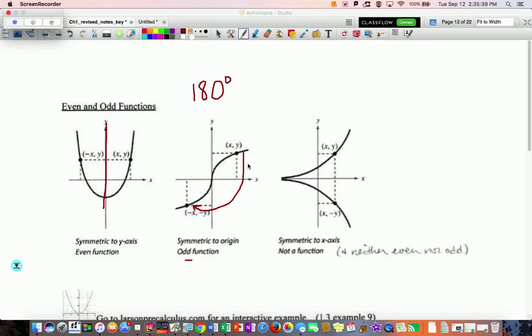The symmetry on the x-axis will not do anything for us, and so that would be neither. So you won't get odd or even in that situation.